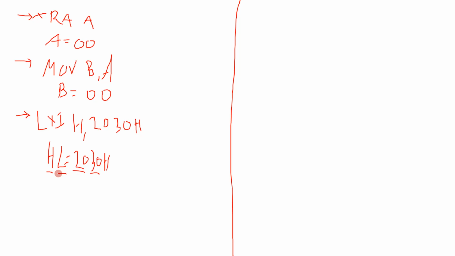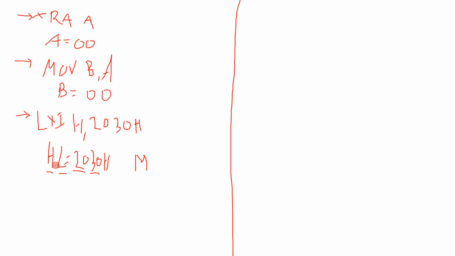Pair HL is the only register pair which is used to point to the contents of memory location. If I would have used LXI D, that means in DE 2030 will be stored, but there will not be any M value because DE is not used to point to the contents of a particular location. Only HL is used to point to the contents of a location. DE will not be able to point to the contents of location 2030 in this case.